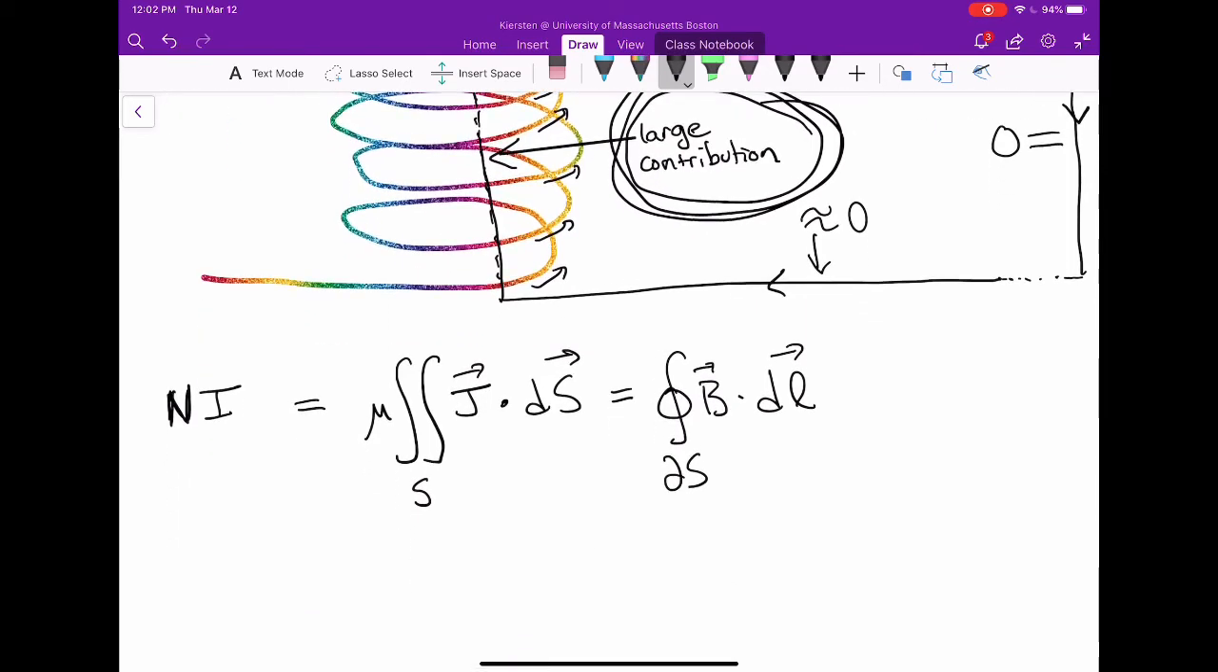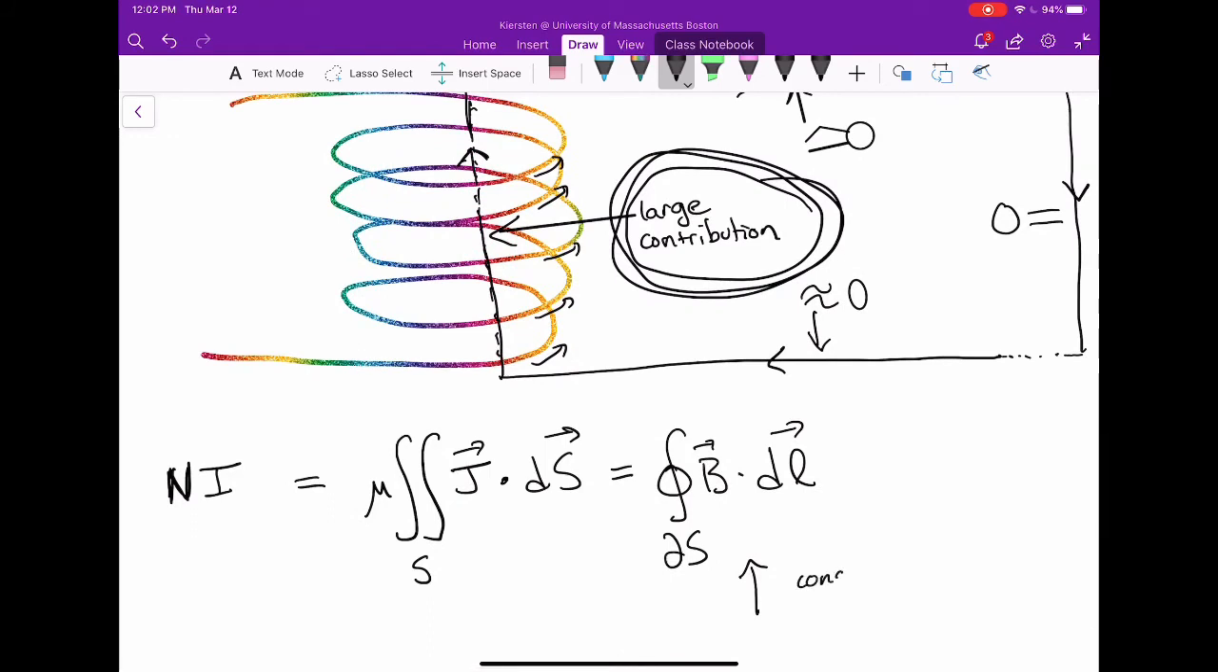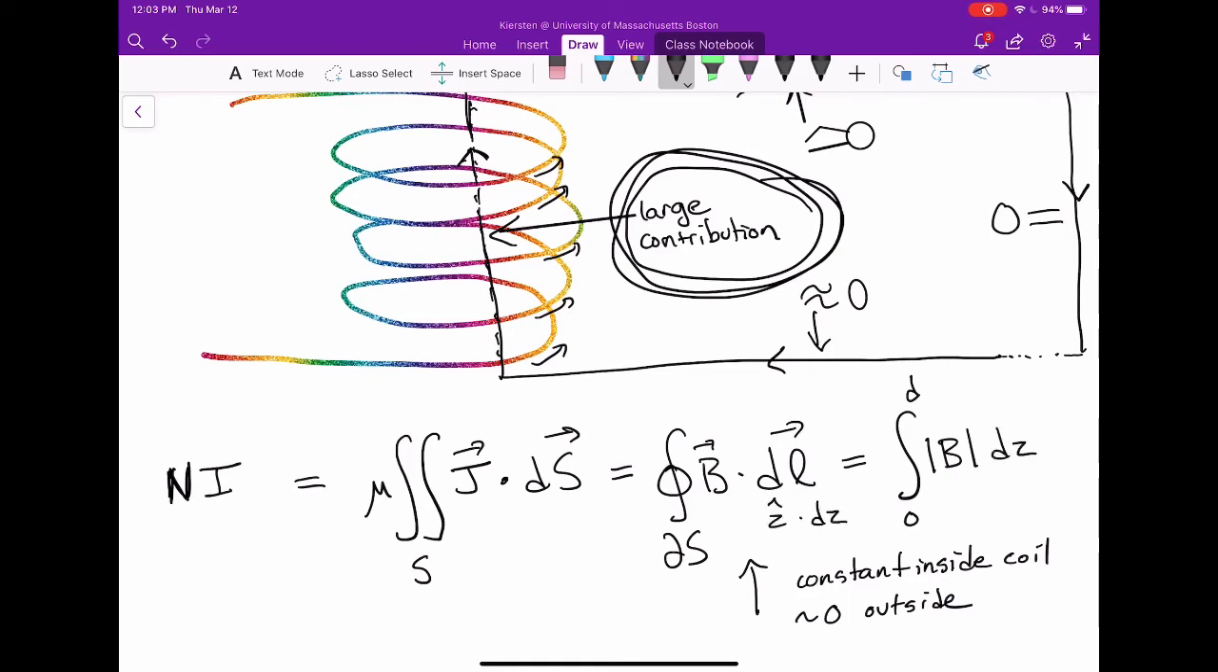Then, how do we find the contour integral of the magnetic field around here? Well, we said that it's constant within the coil, and it's 0 approximately outside. So that means that this is really just the integral from z equals 0 to the length of the coil, which we named D, of the magnitude of B dz, because dl is z hat dz here.